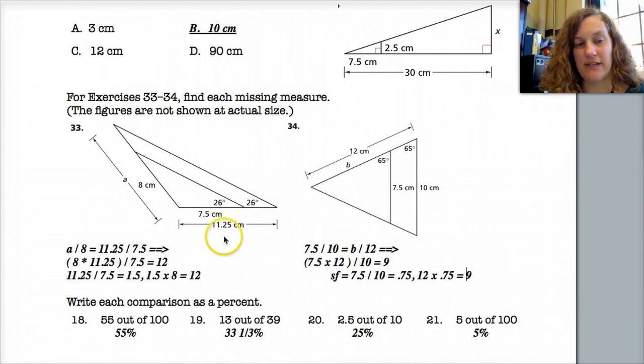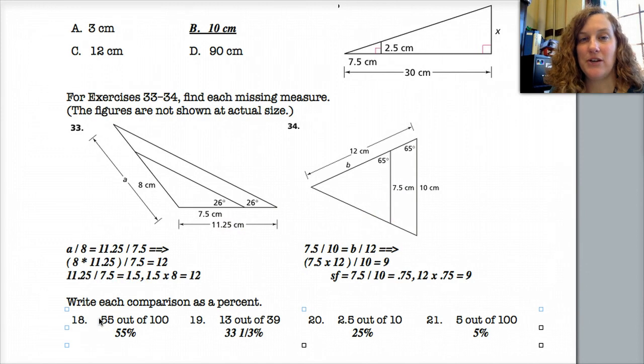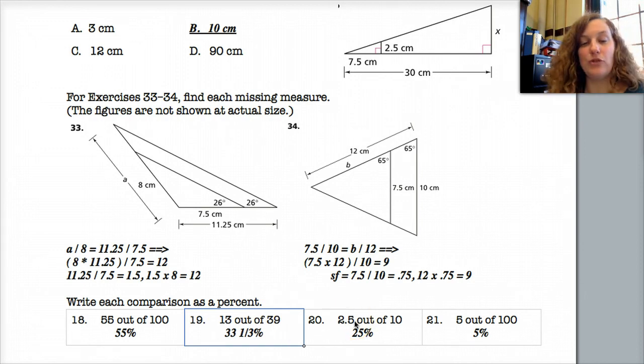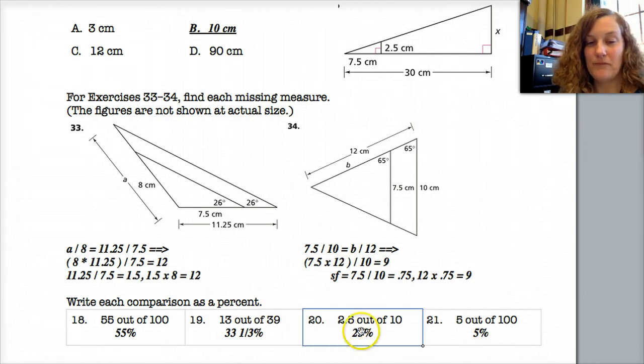And then speaking of percents, you should be able to do these 55 out of. Whenever you hear out of, you should think fraction. So yesterday, it was something of, and you think multiplication. Out of means fraction. So 55 divided by 100 is 55%. 13 out of 39 is 33 1/3%. 2.5 out of 10 is 25%, and 5 out of 100 is 5%.